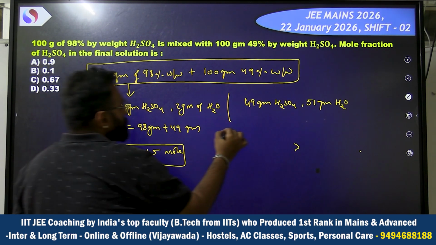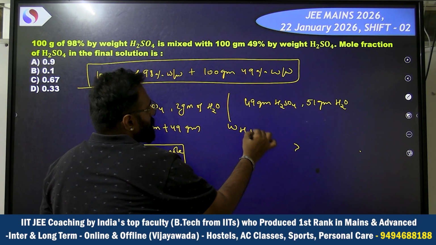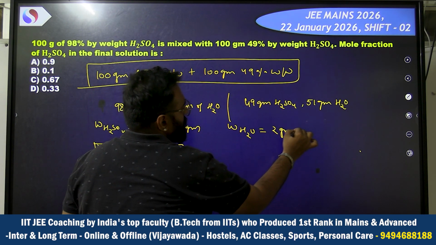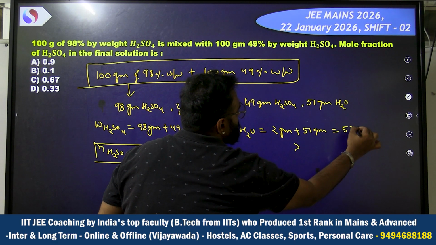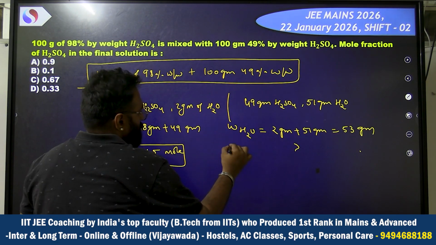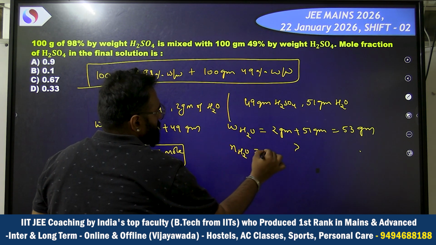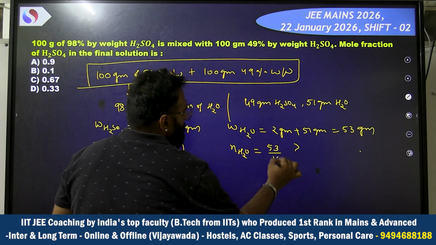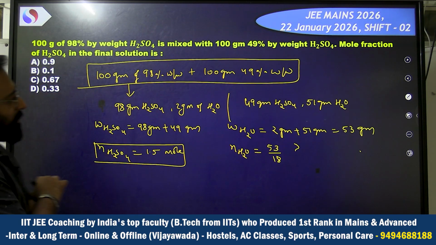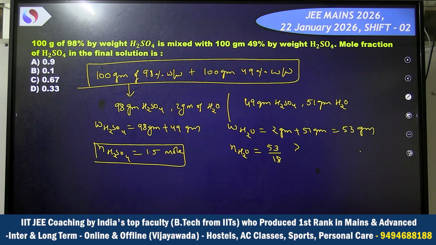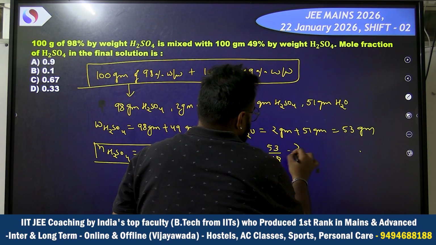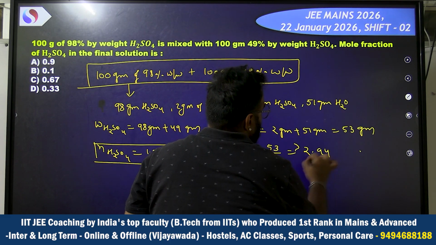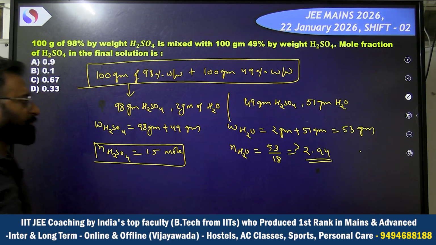Similarly, weight of H2O will be 2 gram plus 51 gram. So this is 53 gram. So number of moles of H2O will be 53 by 18. So calculate 53 by 18. This will be how much? Nearly 2.94. Now we need to find the mole fraction.